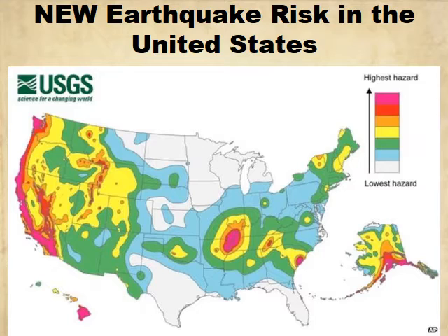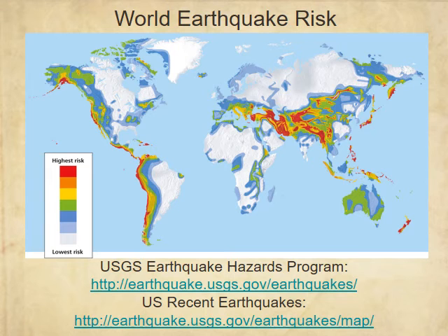Okay, here's now the new earthquake risk in the US. And you can see this area here in the middle, red, now has a lot of issues because of fracking. Also here in Oklahoma, you have issues because of fracking.